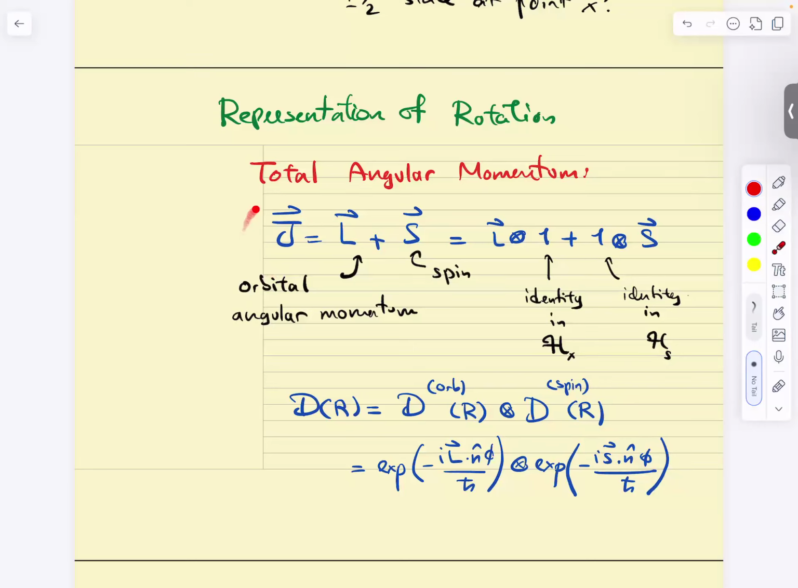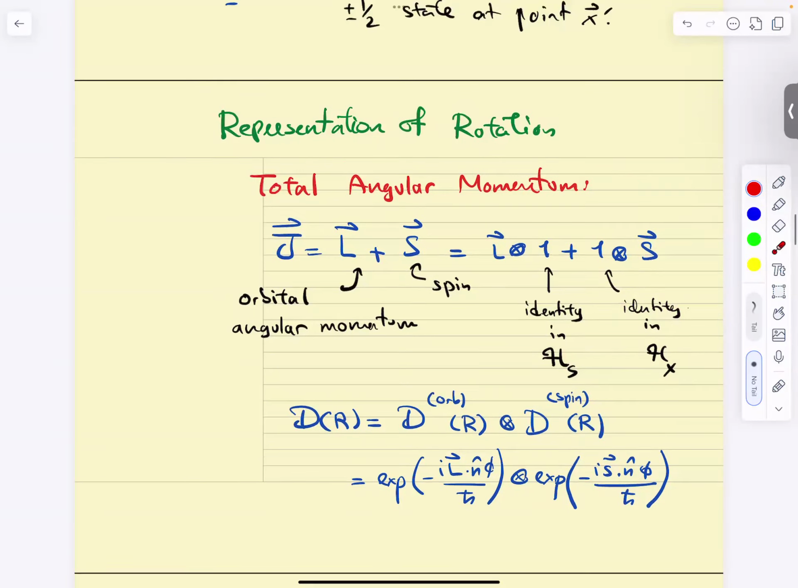So the total angular momentum, J, is the orbital angular momentum plus the spin angular momentum. But what this equation means, you have to get used to this combined notation that physicists use. This means that the orbital angular momentum operator is L tensor identity, acting on H_X, plus identity tensor S, which acts on H_S.